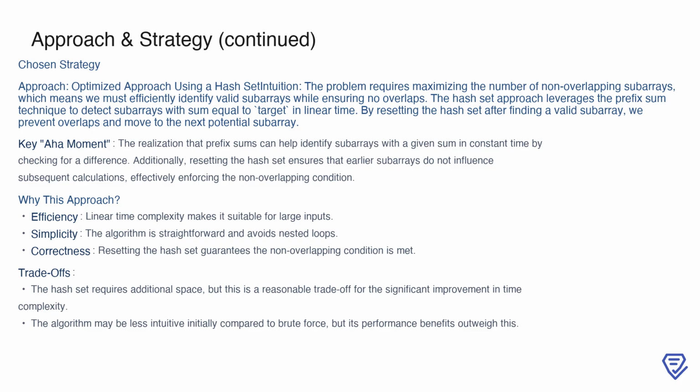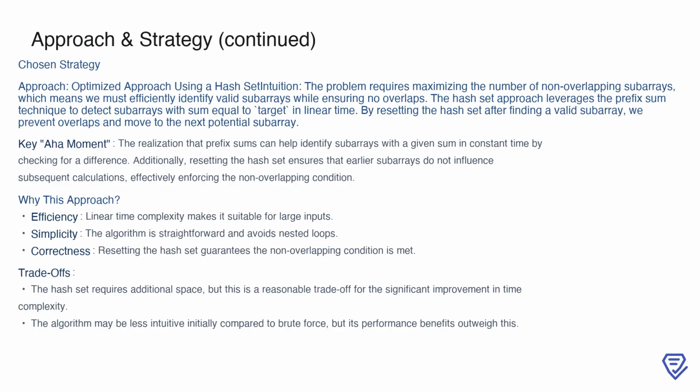The intuition behind this method lies in maximizing the number of non-overlapping subarrays by efficiently identifying valid subarrays without redundant checks. The prefix sum technique is a key part of this approach. It enables us to determine subarrays with a sum equal to the target in constant time by simply checking for the difference in the hash set. The real breakthrough here is the decision to reset the hash set after finding a valid subarray, which ensures that no overlaps occur. This makes the solution both elegant and effective.